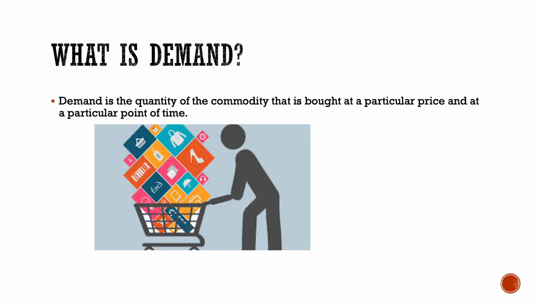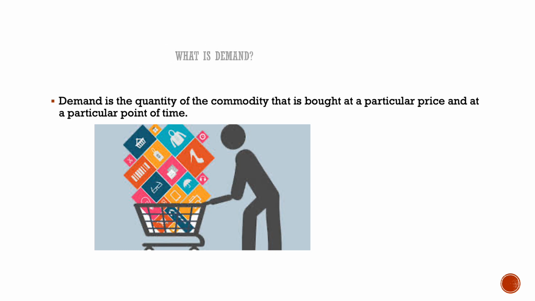Demand is the quantity of the commodity that is bought at a particular price and at a particular point of time. So demand means the various commodities that you can purchase, that you can buy at a particular price and at a particular point of time. So in this picture we can see a person, the consumer, or you can say the buyer, buying different products. These are the different goods which he has bought, and this becomes his demand.